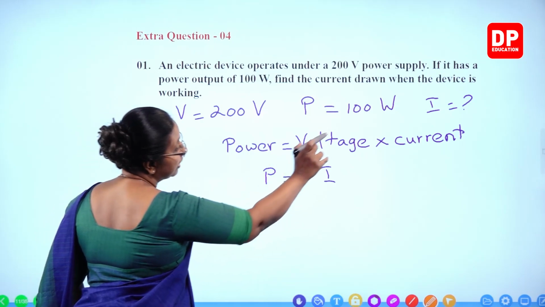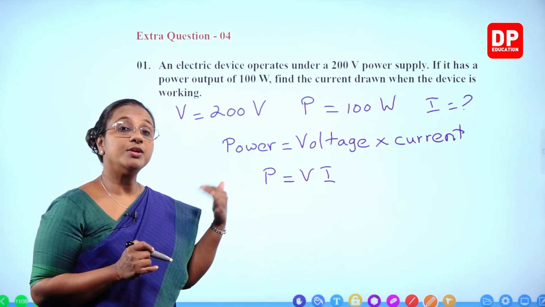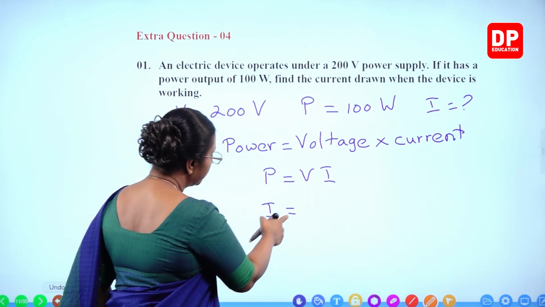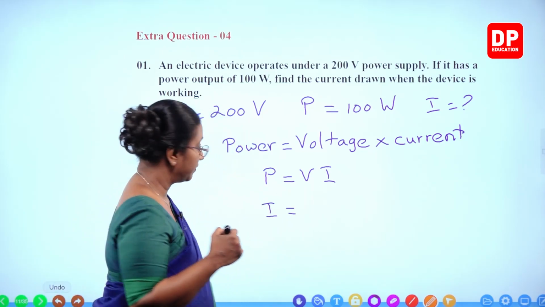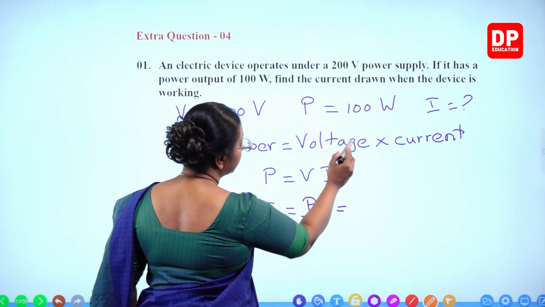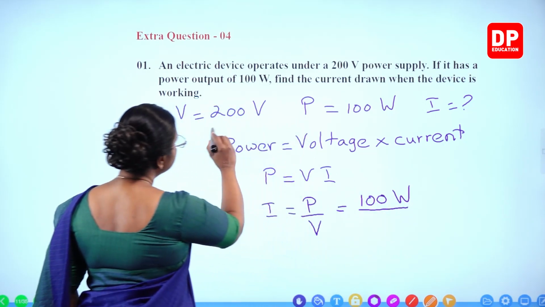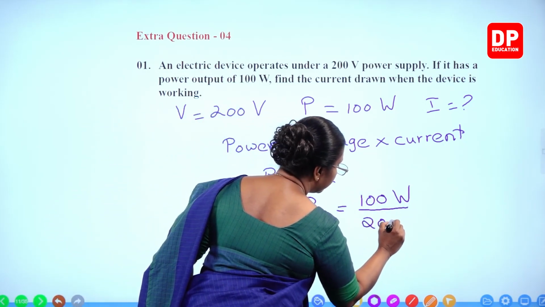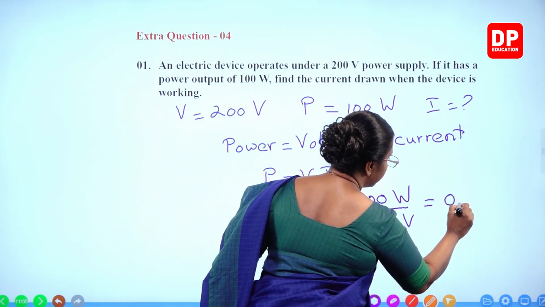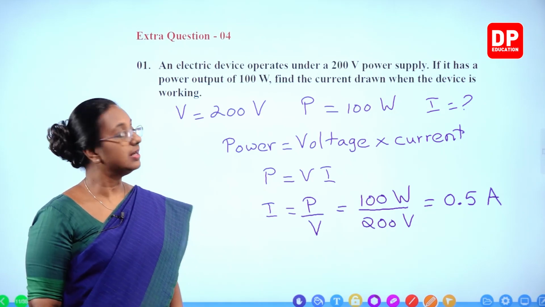So in this also you need to find current. So we have to either rearrange the equation and substitute, or you can substitute and rearrange. We need to find current. So I am going to rearrange. So here I is the subject of the equation. So then power divided by voltage. So that is equal to, power is given to you all 100 watts. And the voltage potential difference 200 volts. So 100 divided by 200, that is going to be 0.5 amperes current. So that is the answer.